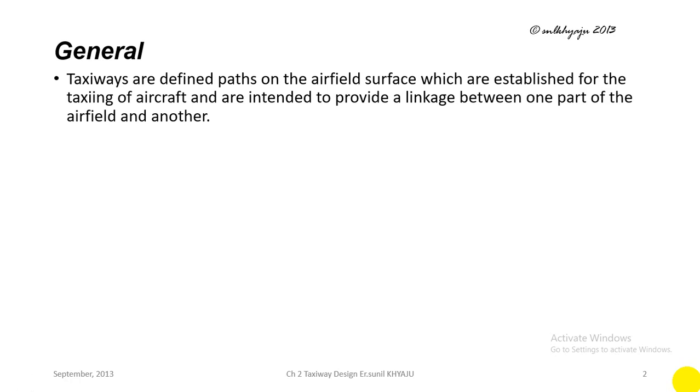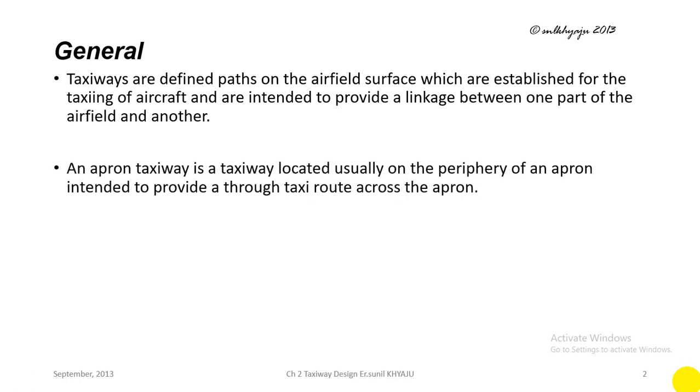General. Taxiways are defined parts of the airfield surface which are established for the taxiing of aircraft and are intended to provide a linkage between one part of the airfield and another. An apron taxiway is a taxiway located usually on the periphery of an apron, intended to provide a through taxi route across the apron.